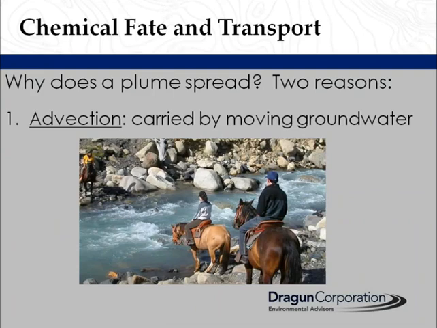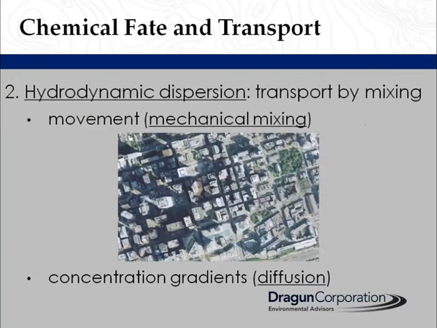Well, the first major reason is advection. That means it's moved along by groundwater, which moves. Now, unfortunately, we can't see that very well, so I've got a picture of a nice mountain stream, which is basically the same thing, advection, it's moving. In groundwater, we have another factor of the plume movement called hydrodynamic dispersion, and that means transport by mixing.